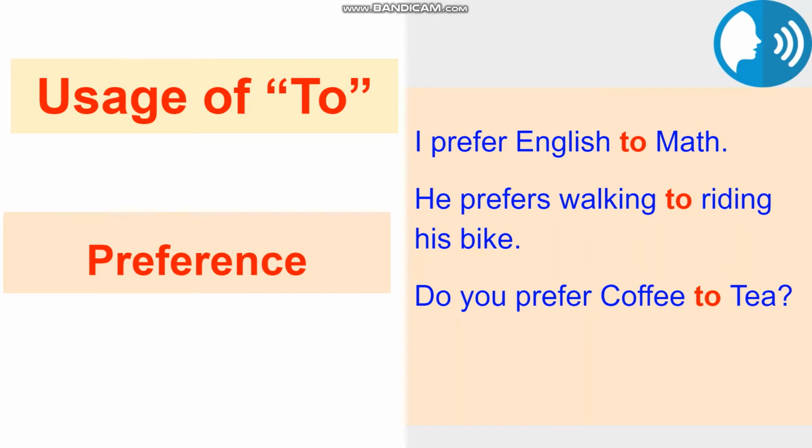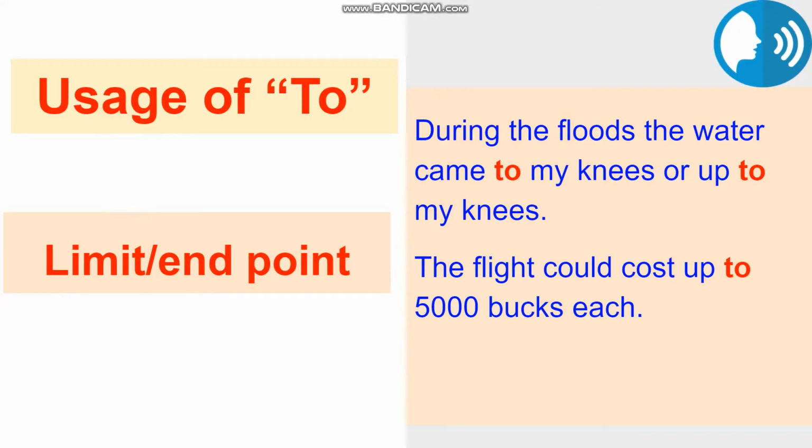Now we can also use to talk about the point where something finishes or ends. It is the limit that you can't go past. For example, during the floods, the water came to my knees or up to my knees. Another example, the flight could cost us up to $5,000 each. So those are the uses of to.